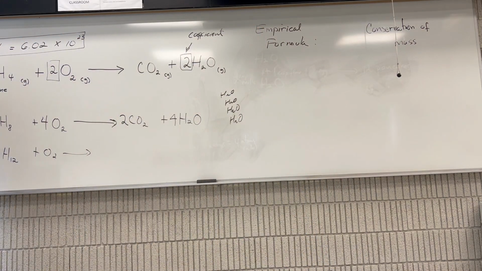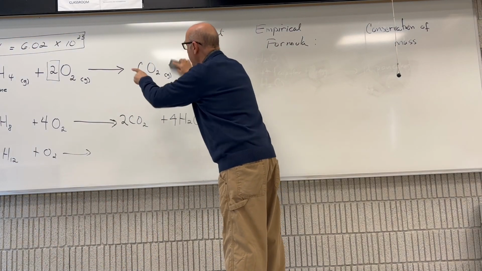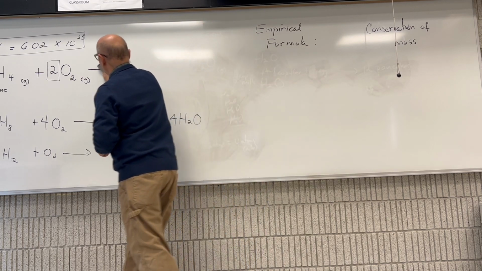Your book defines that on page 197 as, I hate the definition, but I'm going to read it to you: the formula that represents the lowest whole number ratio of the atoms in a compound. The formula that represents the lowest whole number ratio in a compound. So, the empirical formula for these three gases is exactly the same.